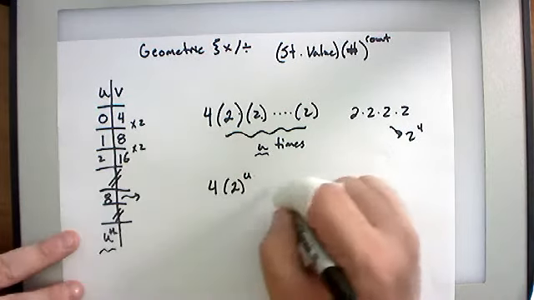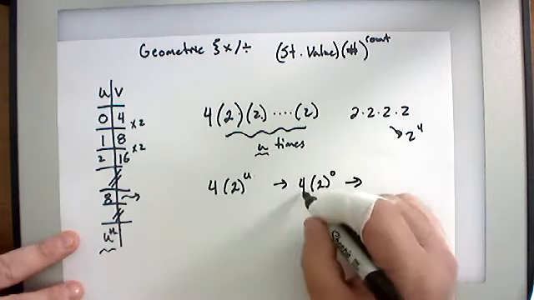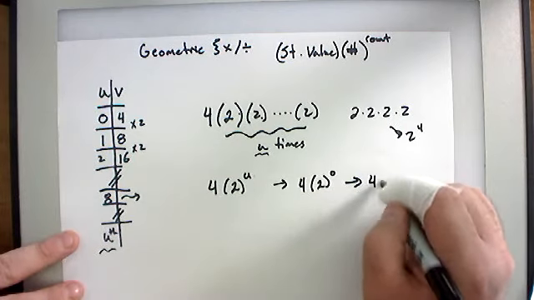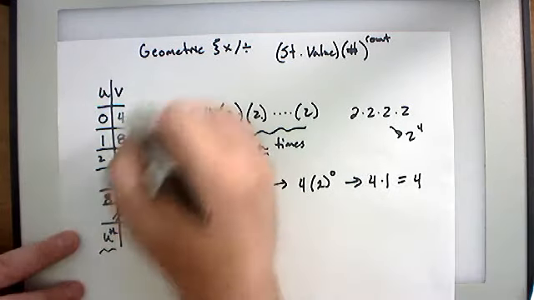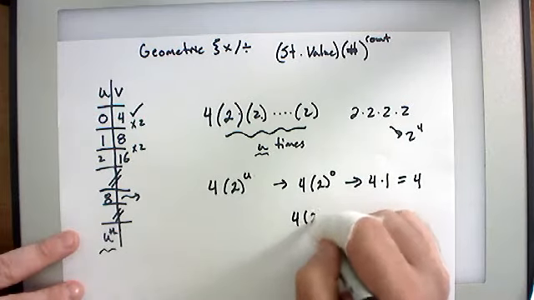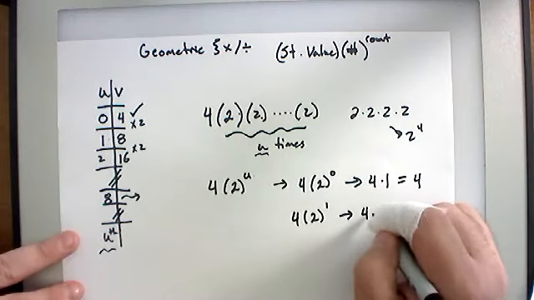Plug in 0. 4 times 2 to the 0. What's anything to the 0? We just talked about this last week. That's 4 times 1, which is 4, just like it should have been. Now here we have 4 times 2 to the 1st. So 2 to the 1st is 2, right?